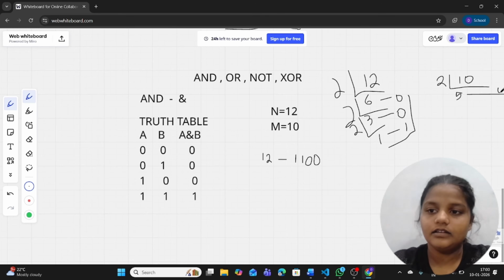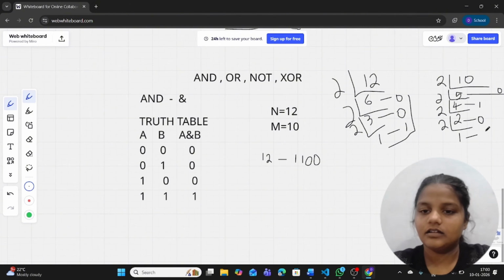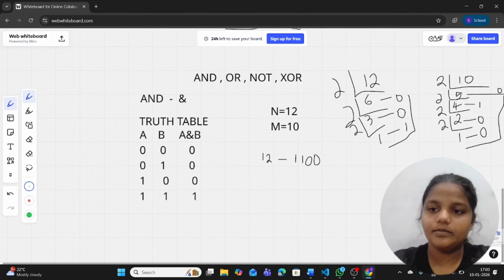Remainder we will get 0. Then again we want to divide it. Now 2 2s are 4. The remainder is 1. Then again we want to divide it. 2 2s are 4. The remainder is 0. Then again we want to divide it. 2 1s are 2. Now our remainder is 0. Right? So we want to look from down to up.